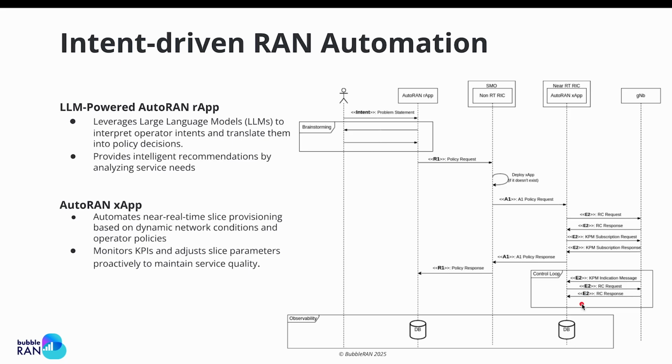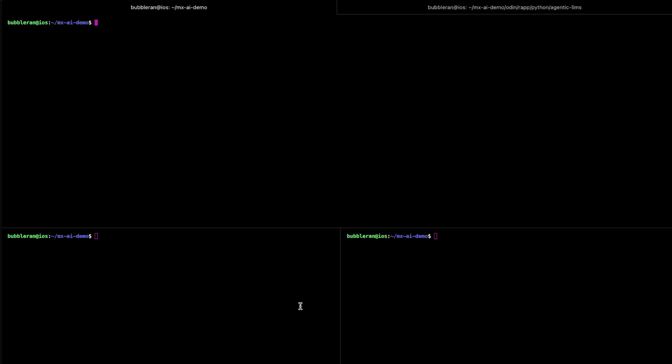We also implement a robust observability loop. This loop continuously monitors real-time and runtime data. Data is collected and stored in multi-level databases, ensuring full traceability and visibility, and feedback can be used to refine intents and policy over time. Now let's have a live demonstration.